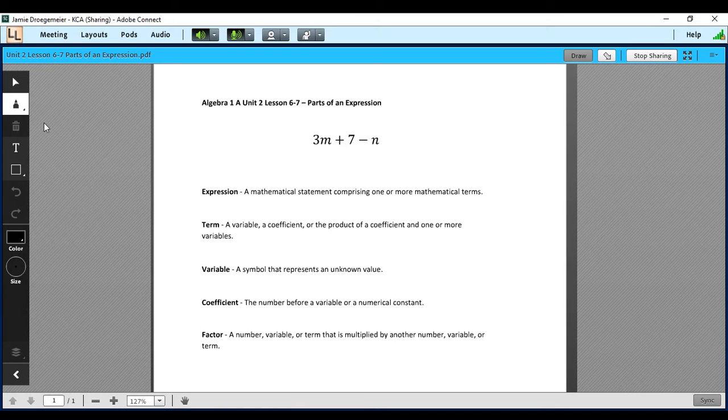Today we're working in Unit 2, Lessons 6 and 7, which is talking about the parts of an expression. So we've got a few different vocabulary terms here that we're going to be using, and so I've got some definitions. Let's start by looking at what some of these have to say.